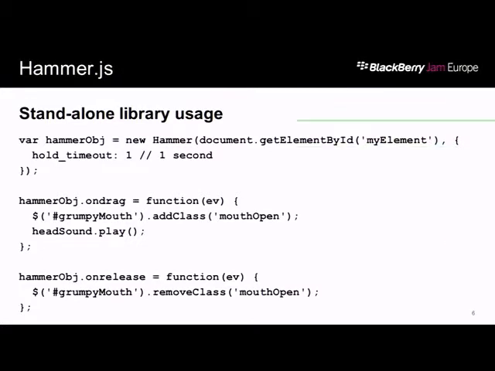So for standalone library usage, it's pretty much a 3-line set of code. So if you need to do an on-hold, you can set how long you'd like the user to hold down on the screen. And once you do so, you can actually bind an event to it and just trigger a callback on it. So you also have on-drag, which allows you to do the same, and on-release allows you to handle an action as well. So I'll have a demo for you in a second.